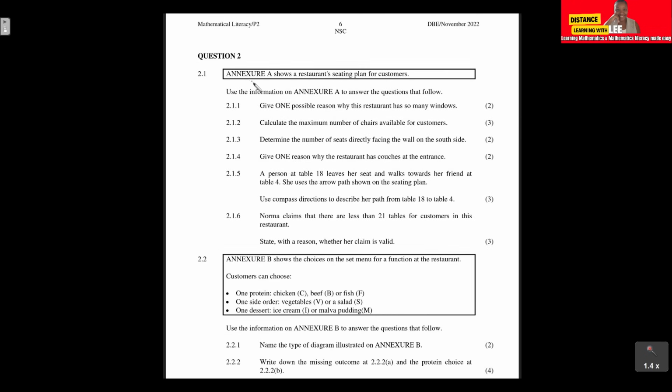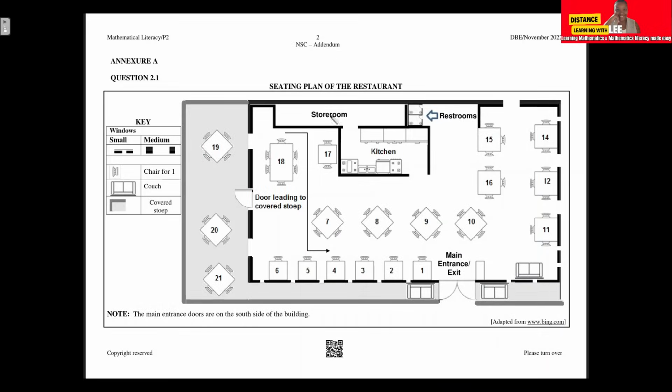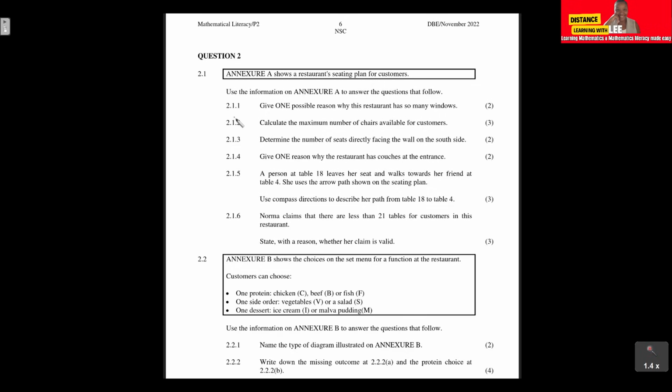Question 2.1, it says Annexure A shows a restaurant's seating plan for customers. Okay, use the information on Annexure A to answer the questions that follow. So we need to use the information that is given to us here on Annexure A to answer the questions that are given to us. Okay, question 2.1.1. Give one possible reason why this restaurant has so many windows.